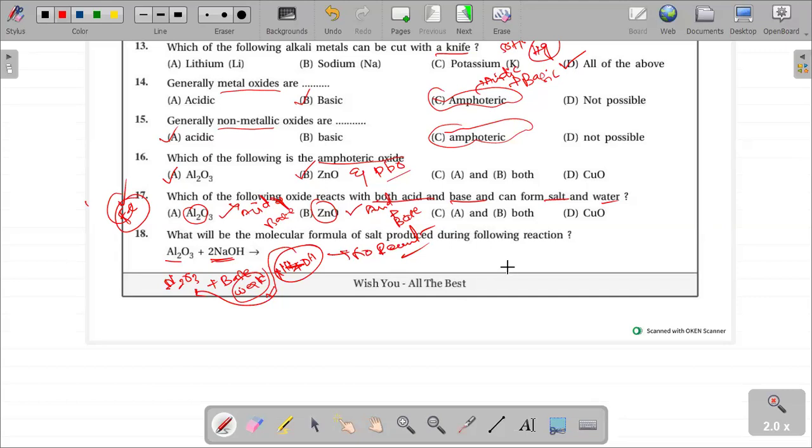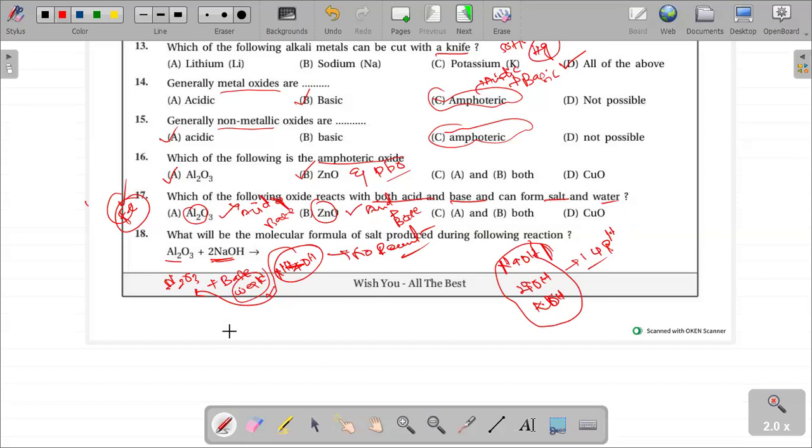Strong bases are sodium hydroxide, lithium hydroxide, and potassium hydroxide, KOH. Potassium hydroxide is a strong base. These bases have a pH value of around 14. So, strong base, that's why it will react with the amphoteric oxide. If the base is not strong, then it won't react with the amphoteric oxide.